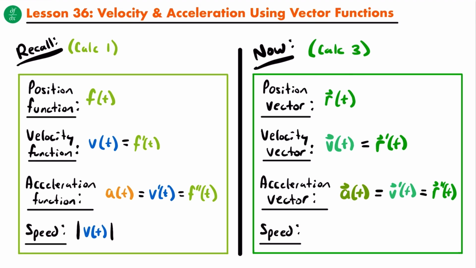All right, so when we're talking about speed, we're just interested in the magnitude of the velocity, not necessarily its direction. We just want to know how fast is a particle moving. Okay, so instead of the absolute value of the velocity function, in this case, we will take the magnitude of the velocity vector to calculate speed. All right, so speed is the magnitude of the velocity vector v of t. And so that's the main idea here.